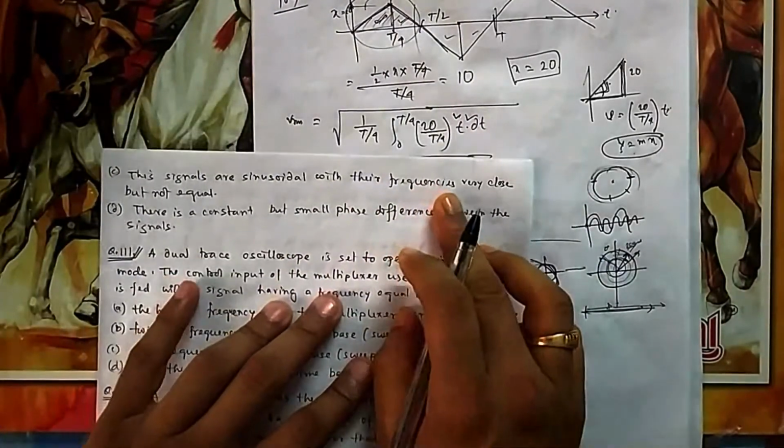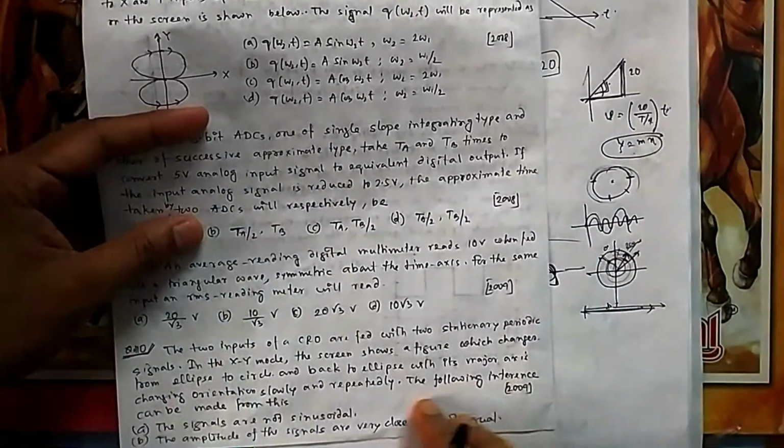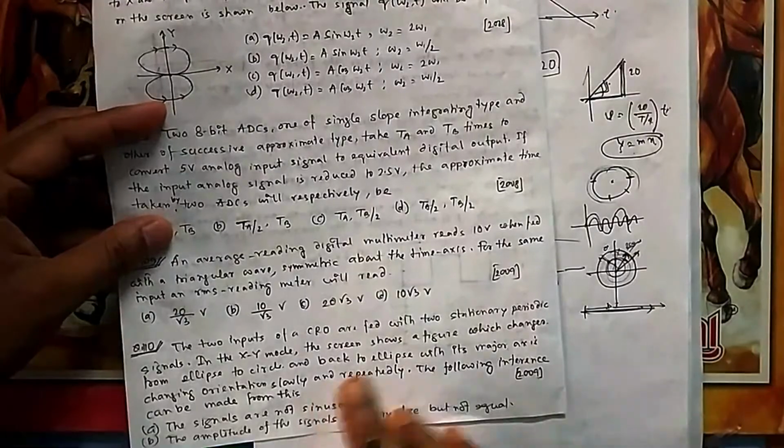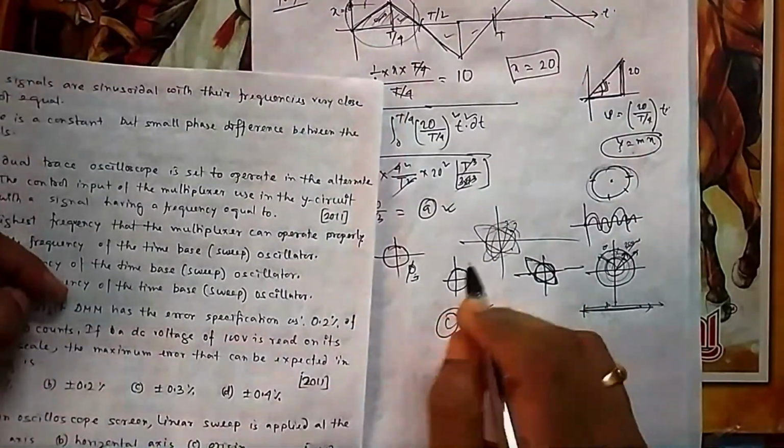So the frequencies of them are very close, but they are not equal. Because they are very close, the change is very slow. So it changes slowly and repeatedly. Repeatedly means it will repeat, because it is continuously moving in a circular direction. A constant phase difference will not occur, because if there were a constant one, then the figure would have been constant.